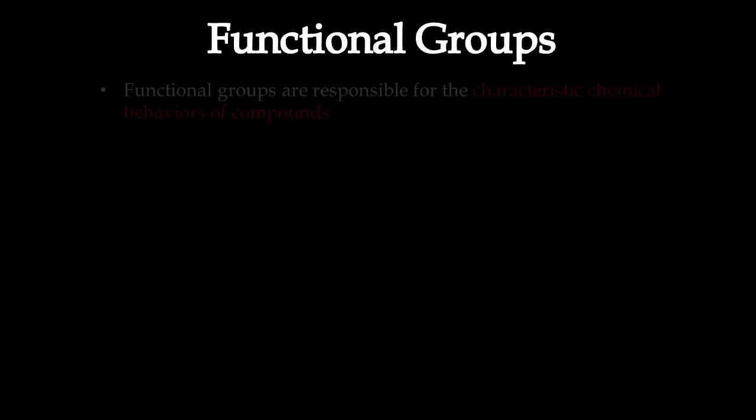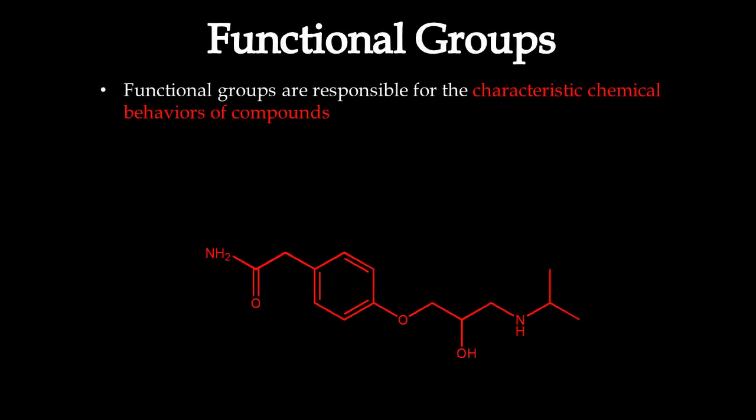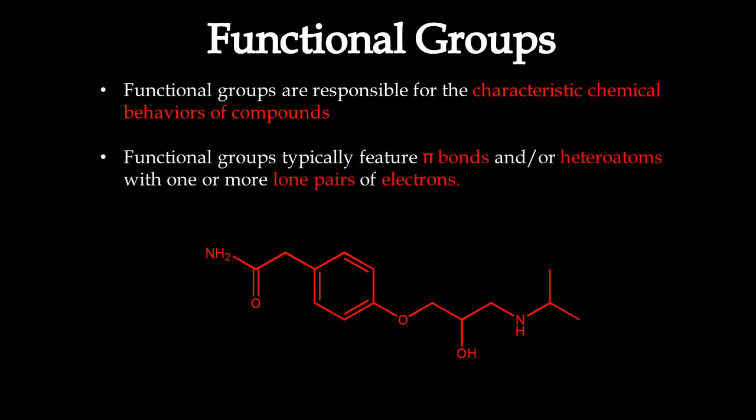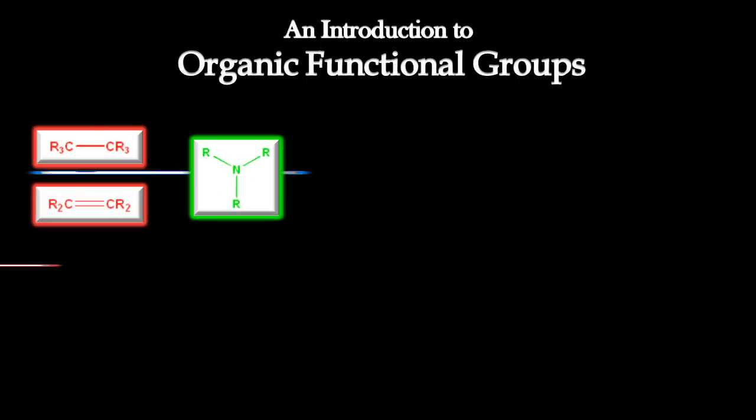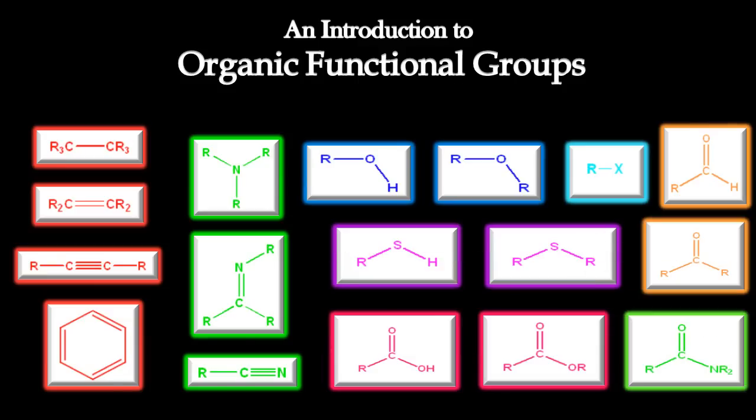Functional groups are responsible for the characteristic chemical behavior of compounds. Here's an example of a molecule that contains different functional groups, as shown here. Functional groups typically feature pi bonds and/or heteroatoms with one or more lone pairs of electrons. Here are the general structures of functional groups found in organic compounds that will be discussed in this tutorial.